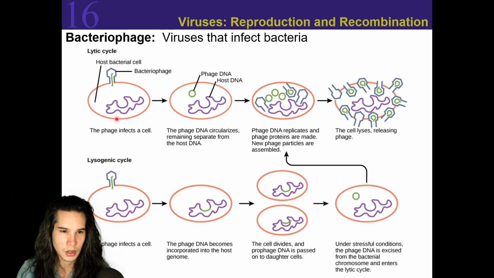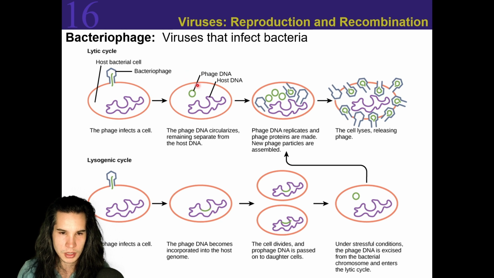So here's a kind of a walkthrough. This orange color is the membrane of a bacterial cell, so the host bacterial cell. The capsid is going to be this blue tinged stuff, and then the green is going to be the genetic material of the bacteriophage or the virus. And so that virus is going to infect this bacterial cell. This purple is the genetic material of the bacterial cell.